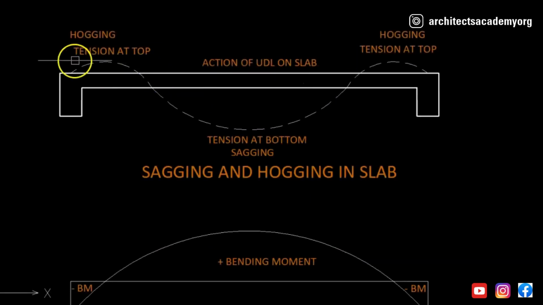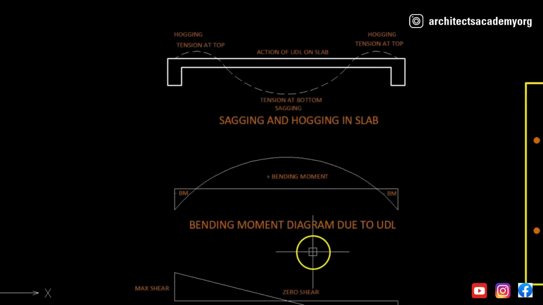So what you will see is this: in the center there is some sagging which is occurring, and at the supports there is upward bending which is occurring, which we call hogging. You will realize that wherever there is bending occurring, there is going to be tension. So tension at the bottom here; here the tension zone will be at the top. This particular part is the positive bending moment, and this part is the negative bending moment. The same thing we can see in the bending moment diagram.